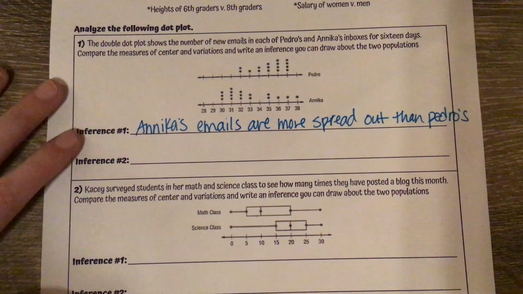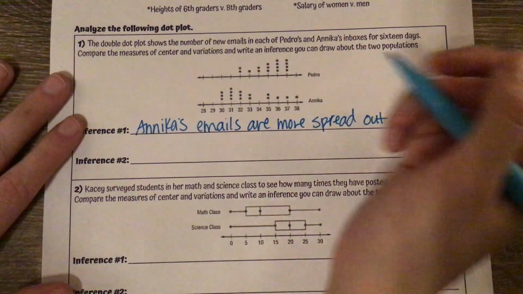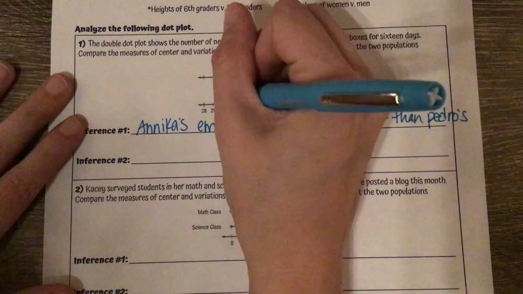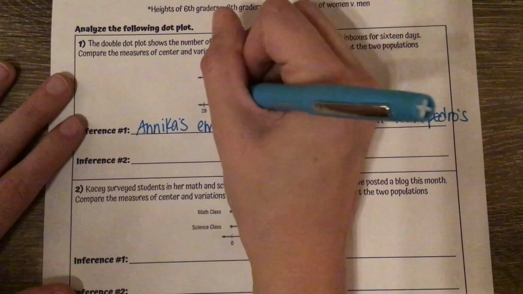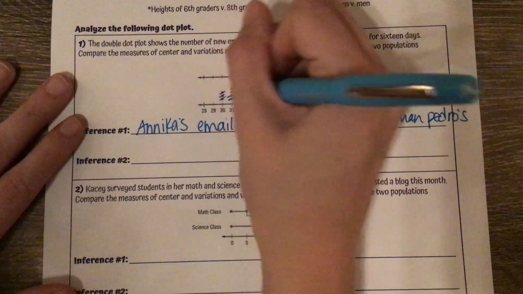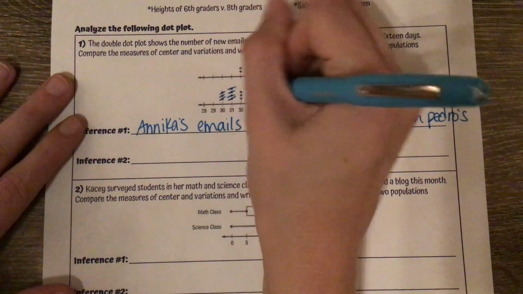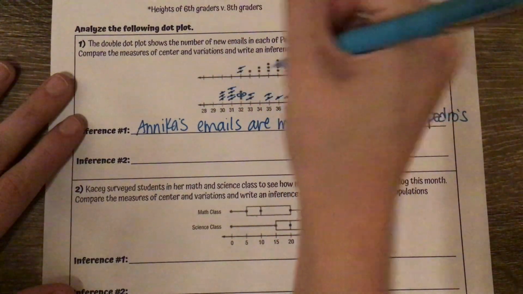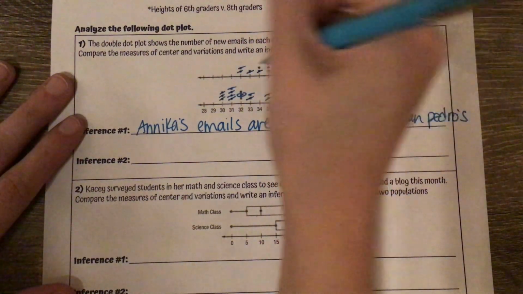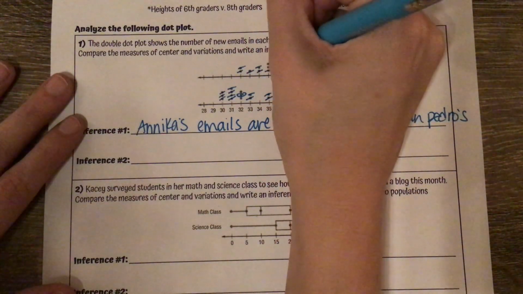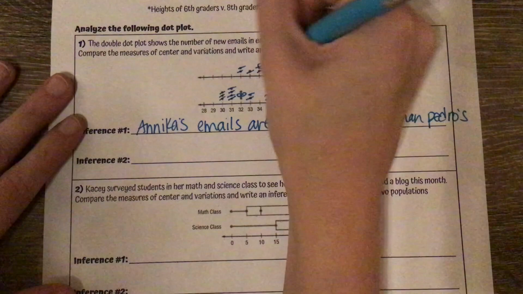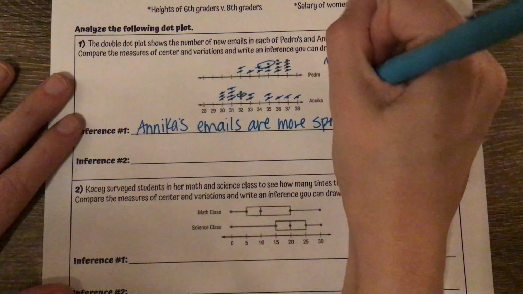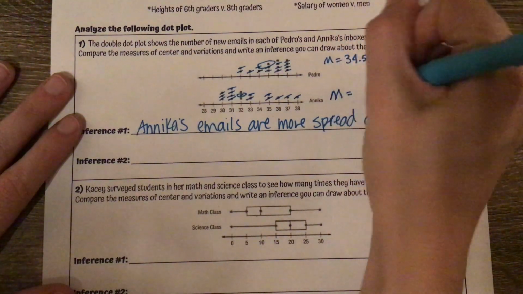We can look at specific information from it. Maybe we want to look at the median data value. So 1, 2, 3, 1, 2, 3, 1, 2, 1, 2, 1, 2, 1, 2. Okay, our median data value is 32 for Annika. I'm finding it for Pedro. So the median for Pedro is 34.5. And for Annika, the median was 32.